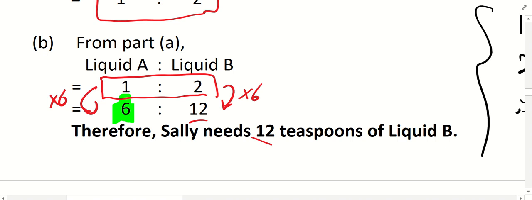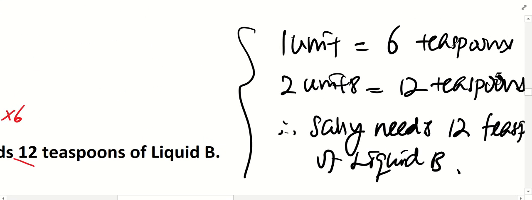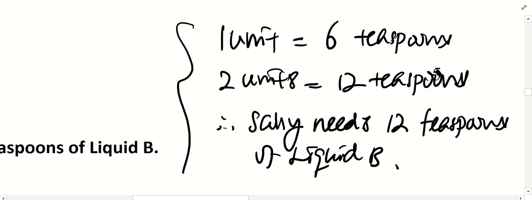Second method, some of you like to have units, like to write things in units. For instance, over here, 1 unit represents 6 teaspoons because the ratio, remember the ratio of A is to B is 1:2. So therefore, 1 unit represents 6 teaspoons. And then how many teaspoons are there for B? Well, liquid B is 2 units in the ratio of 1:2. So 2 units represents 12 teaspoons. And we are done. So Sally needs 12 teaspoons of liquid B.